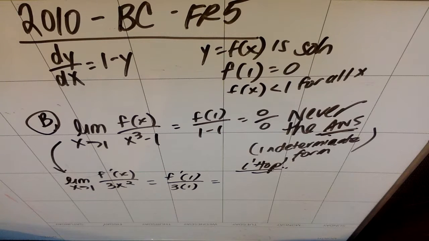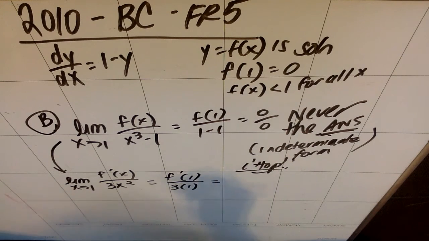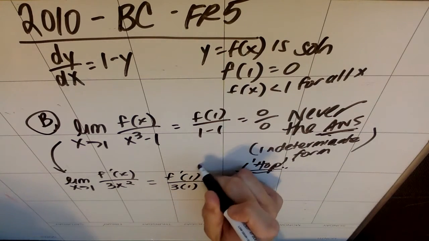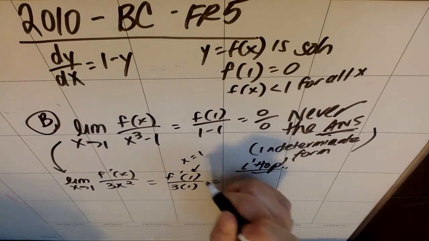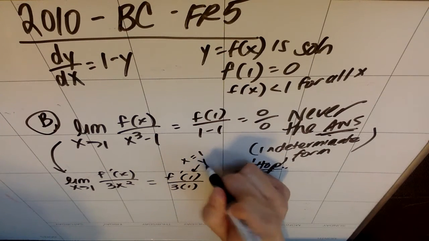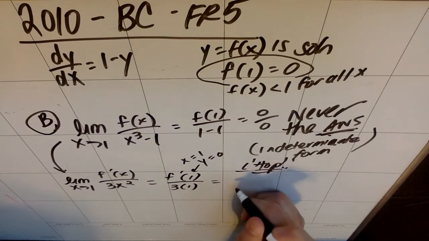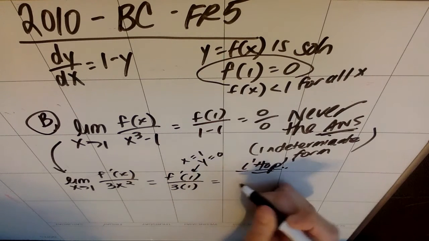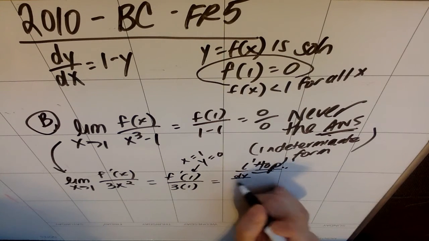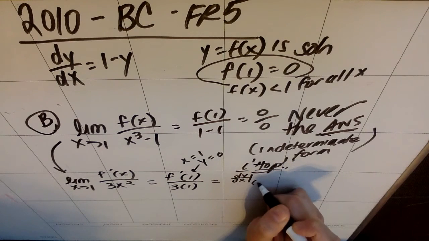So at this point, I can actually go ahead and find the value, right? So the question is, what is f prime at 1? Well, we know that when x is 1, y is 0, because they gave us this point, 1 comma 0. So f prime of 1 means I need to evaluate my dy dx at the point 1 comma 0.